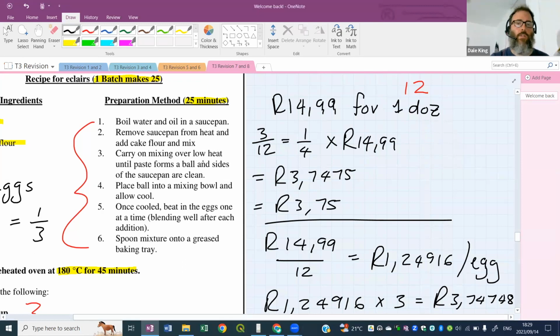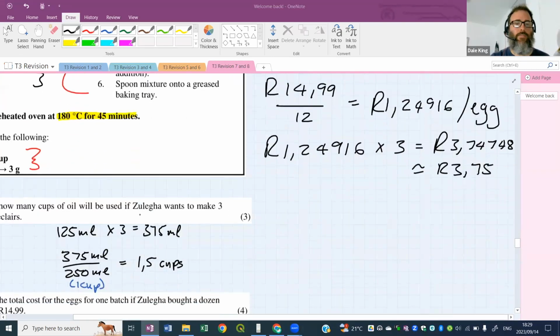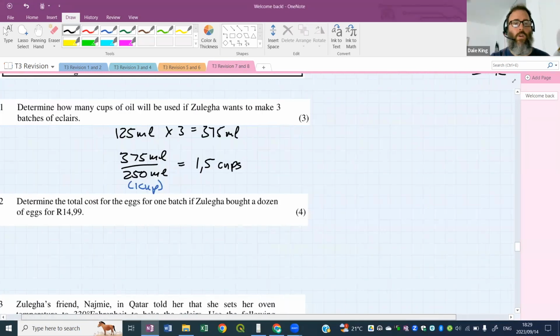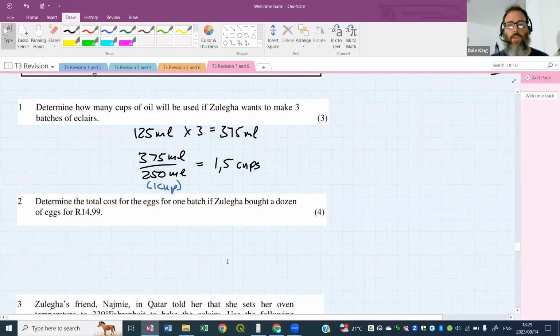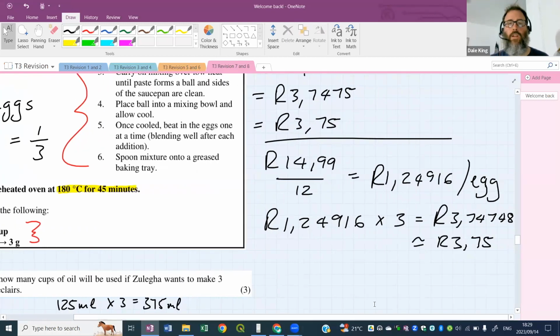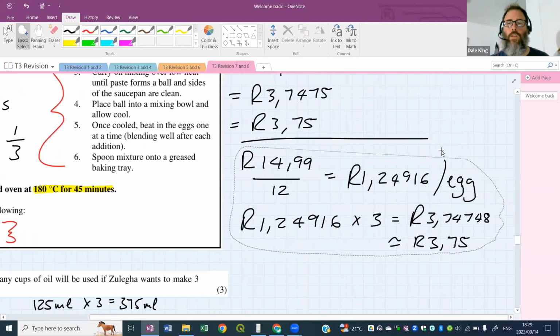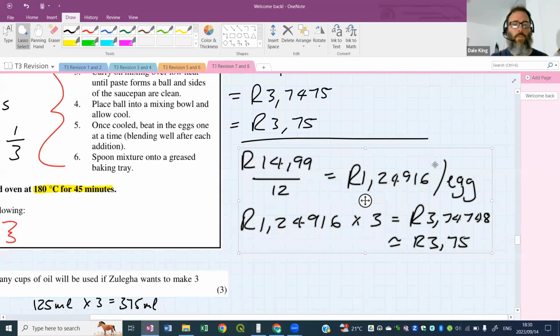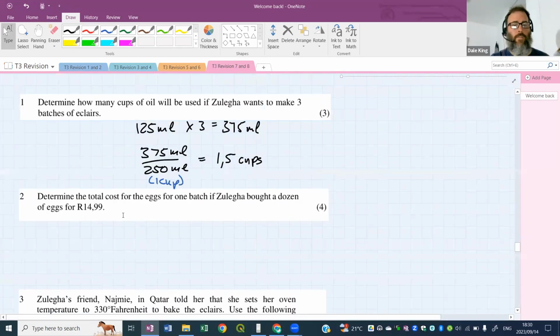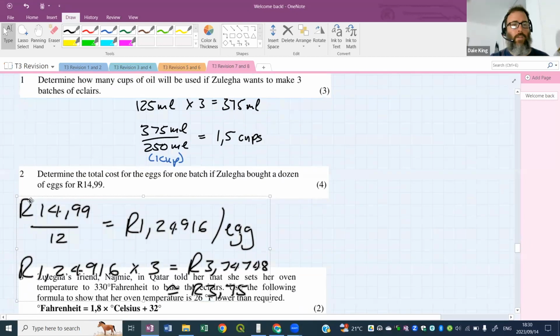Let's move on. What's the next question? Oh, it's 4 marks. Oh, this was the one. Let me bring this down. I'm just going to bring one of the calculations down, not 2 of them. I'll just bring the per egg one down. You could use the other one if you want. I'll just bring the per egg answer down here, and let's have a look at the next question. Shrink it.